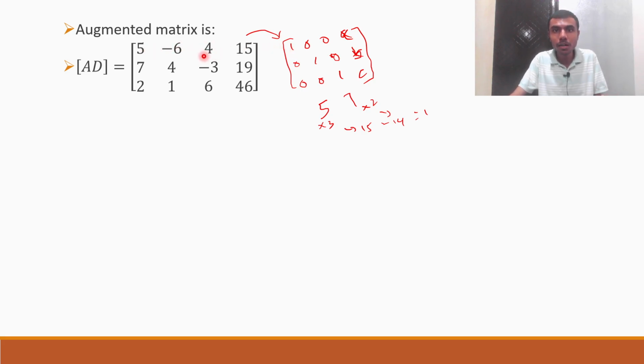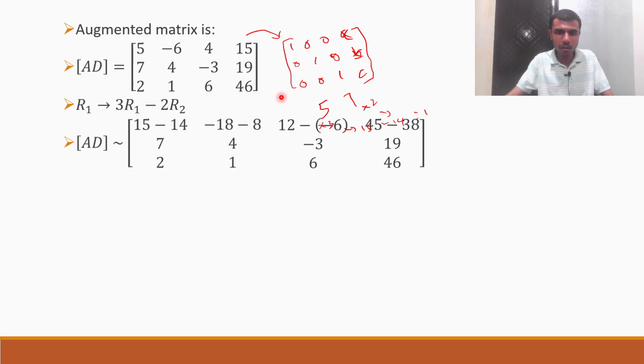And the first row, how am I going to change? R1 implies, listen, R1 implies 3R1 minus 2R2. 3R1 minus 2R2. I told, right, 3 into 5 is 15. I'll get a 15 here. Minus 2 into 7 is 14. 15 minus 14 is 1. Now to get a 1 here, I'm doing that. Okay. Now after I get a 1 here, getting zeros below is easy. Now see how. Okay, I'll erase this. I'll erase all this. Fine.